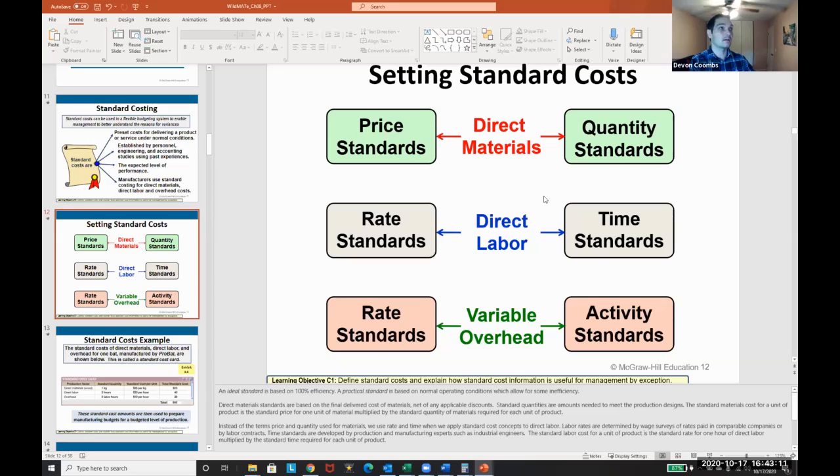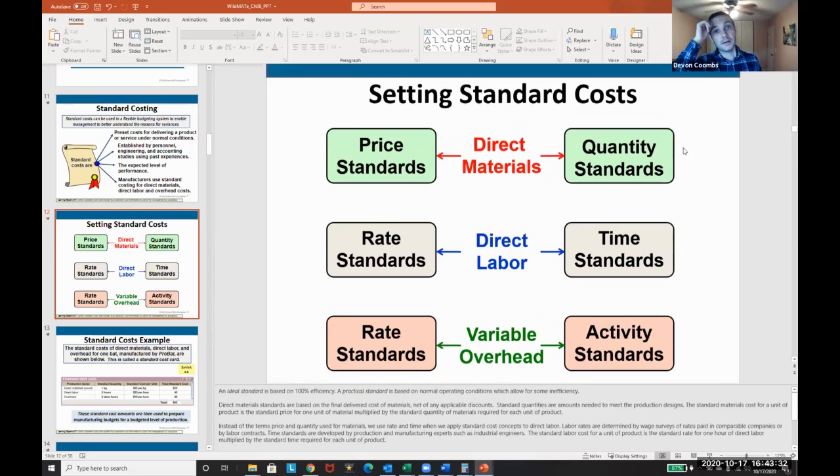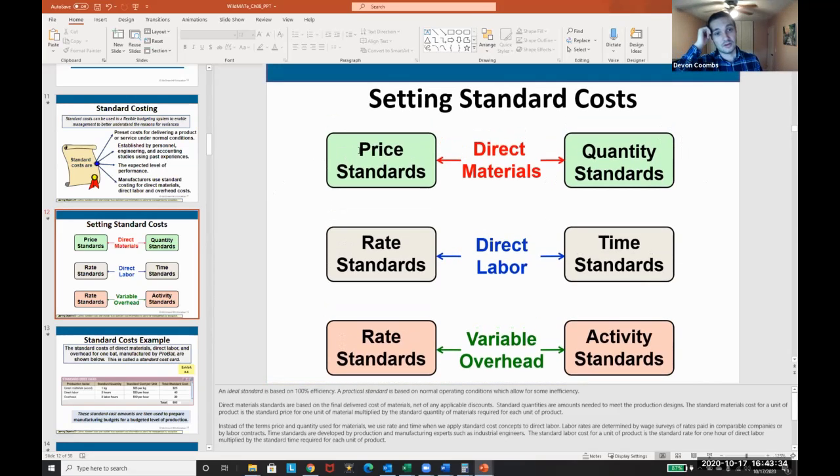If I'm making the cake, I can say every cake requires 3 eggs, a pound of sugar, a pound of butter, and a pound of flour, let's say. And I could say each of those ingredients should cost a fixed amount. So each cake, let's say the fixed ingredients cost $2, and we have to use that amount of ingredients. But that $2 is a price standard, and the amount of ingredients is a quantity standard.